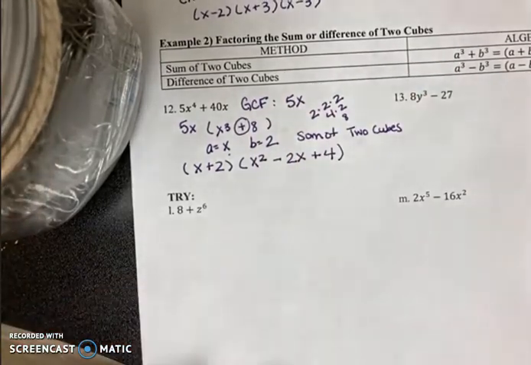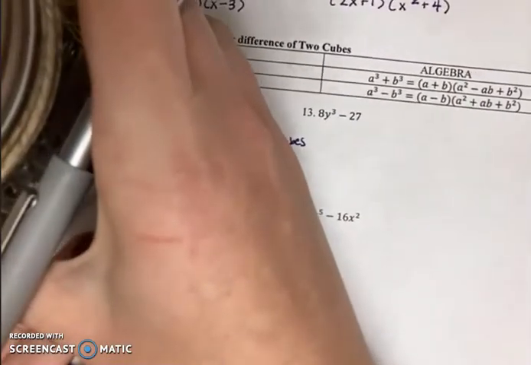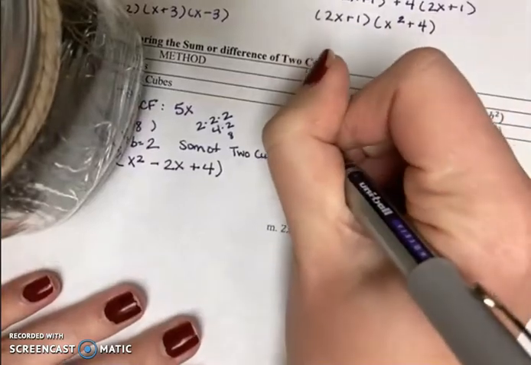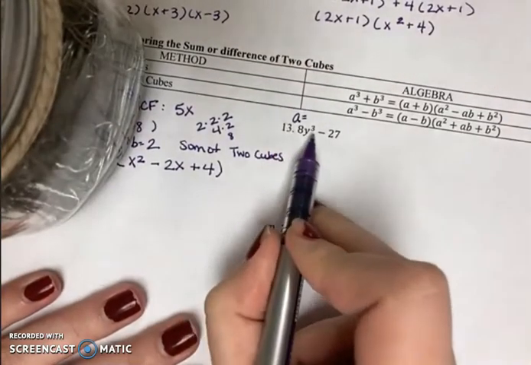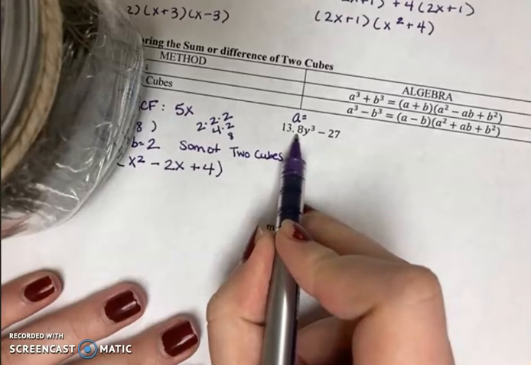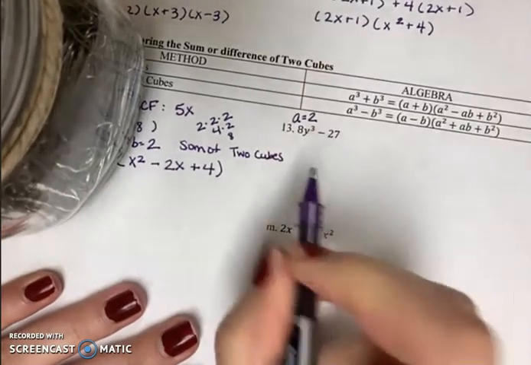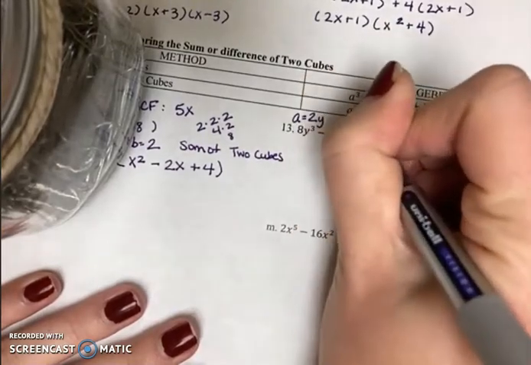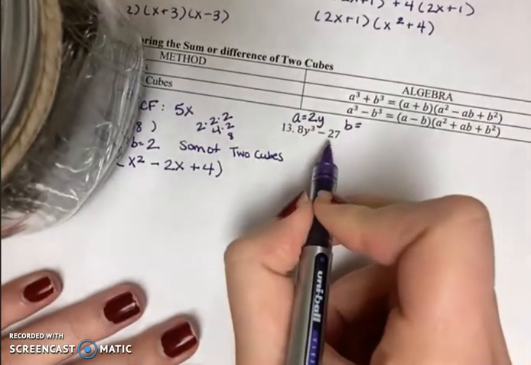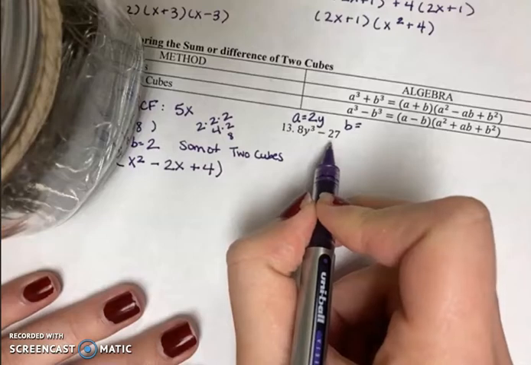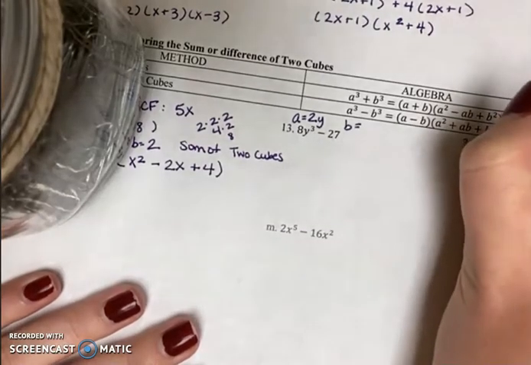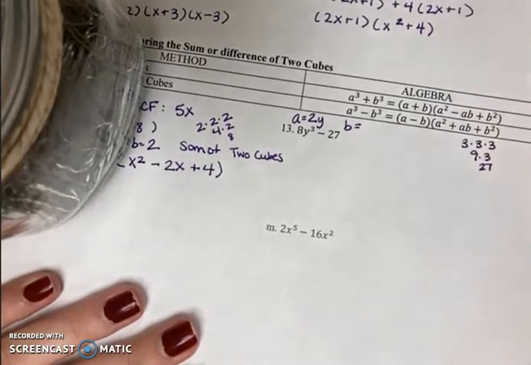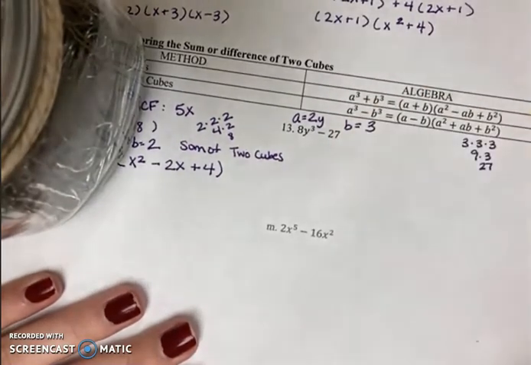Let's try another one. Number 13. Okay, I need to ask myself, what cubed would give me 8y cubed? Well, 2 cubed would give me the 8. Y cubed would give me the y cubed. B would be whatever cubed would give me 27. So let's say I wanted to try 3. 3 times 3 times 3. 3 times 3 is 9, times 3 is 27. Hey, that works. So B is 3.